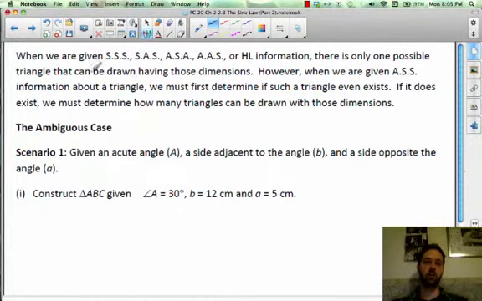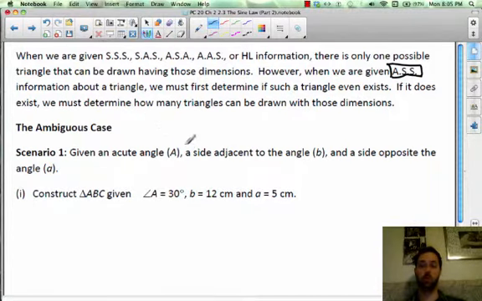So we have a little thing you can hit pause quickly and read through here. In all these scenarios, we can only have one possible triangle, but if we're given angle-side-side, then we have what's called the ambiguous case, where there could be anywhere from 0 to 2 possible triangles. So let's take a look at these three cases.